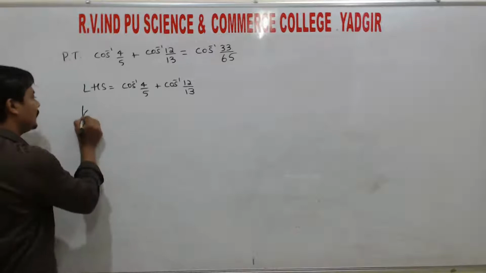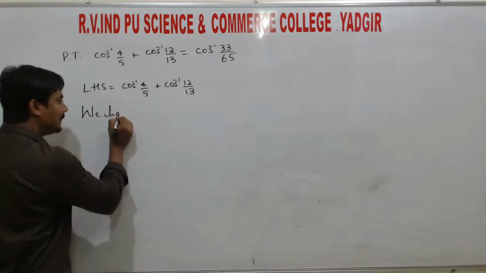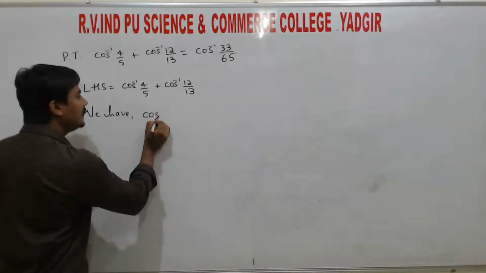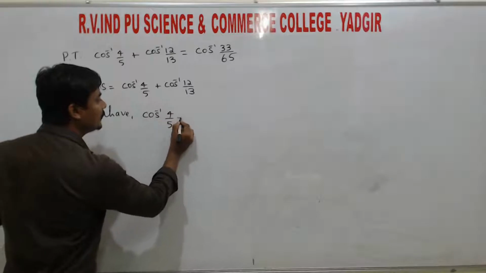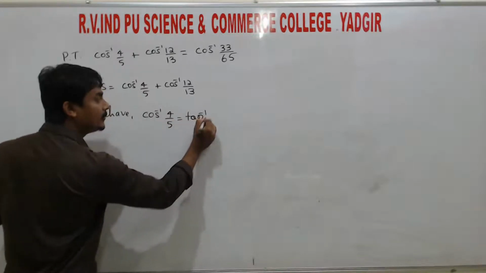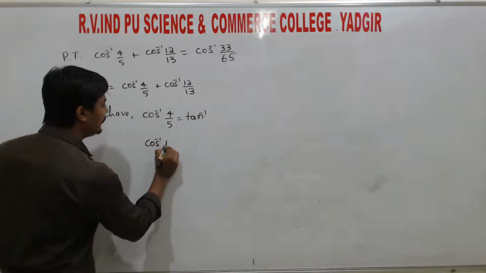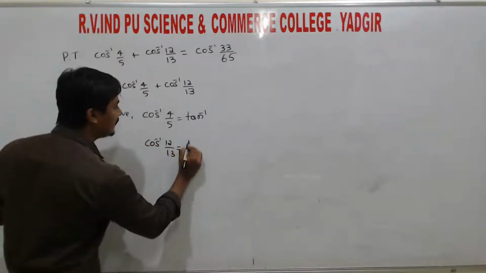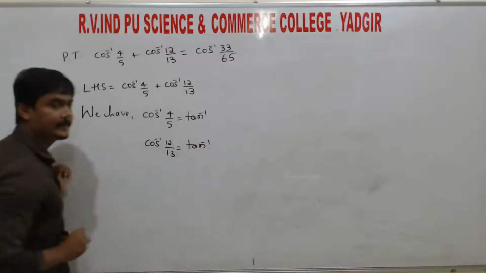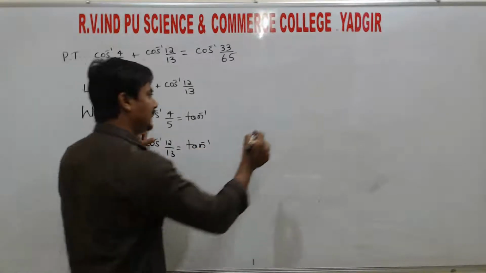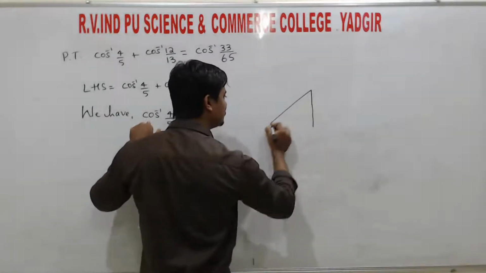Okay. So first what we will do is, we need to express this cos inverse 4 by 5 in terms of what, students? Tan inverse of. Similarly, cos inverse of 12 by 13 we need to express in terms of what? Tan inverse. How do we do it? We will take a right angle triangle.